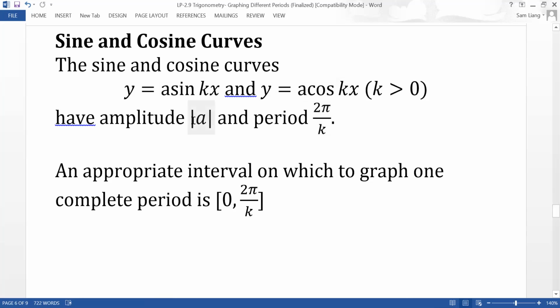And the amplitude is always positive. It's always the absolute value of a. And then just a follow-up note to that is an appropriate interval on which to graph one complete period is 0 to 2 pi over k, inclusive of both. All right, if you need these, please pause the video here. Otherwise, I'll keep moving.